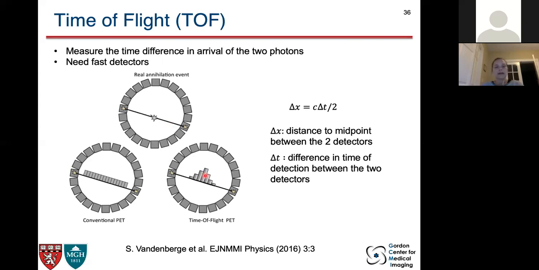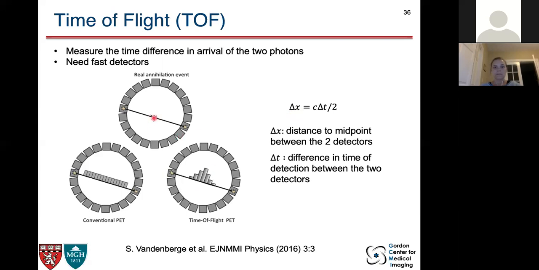So what will happen is that the signal to noise ratio will increase in this case, which effectively increases the system efficiency or system sensitivity. So you can get a better image quality, or you can get shorter imaging time, which both can be very beneficial. We can see here that this is just the basic correlation, that delta X would be the distance from the midpoint between these two.